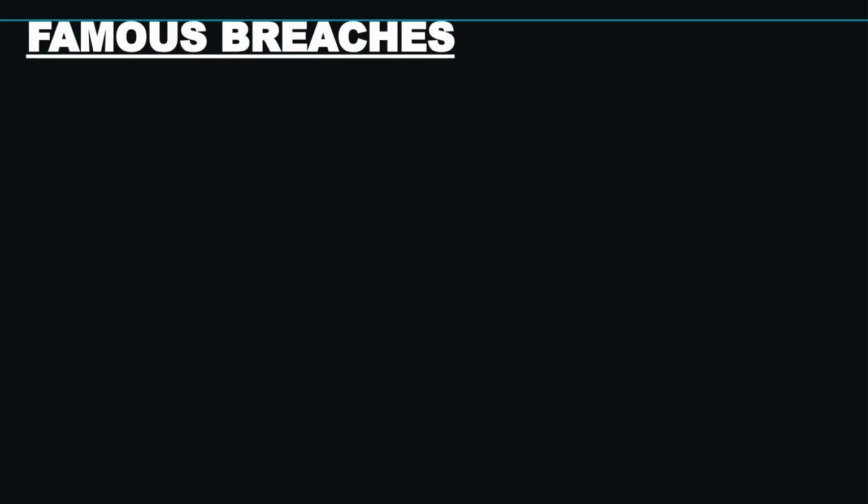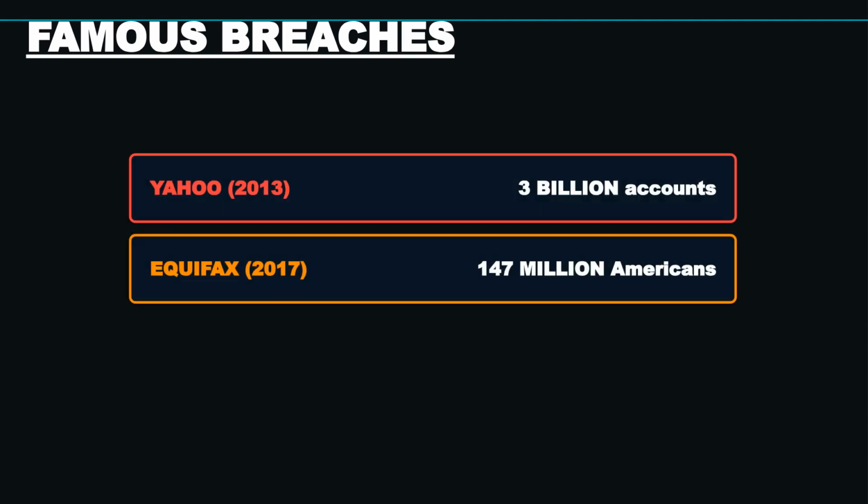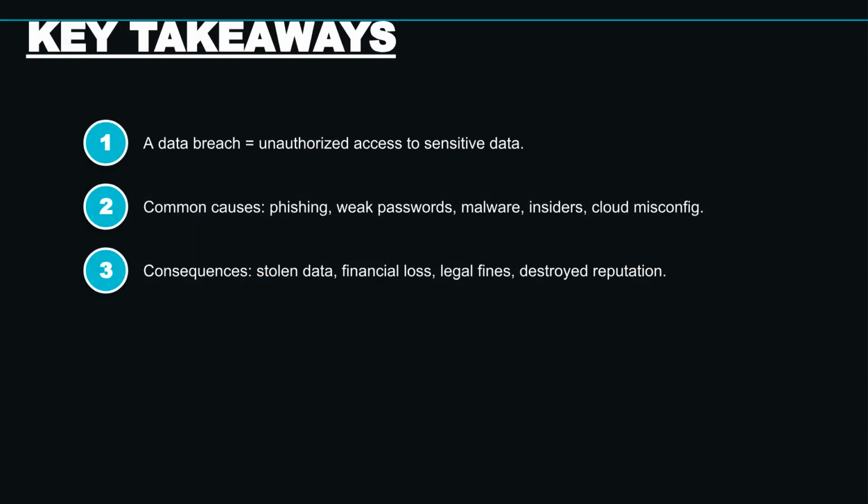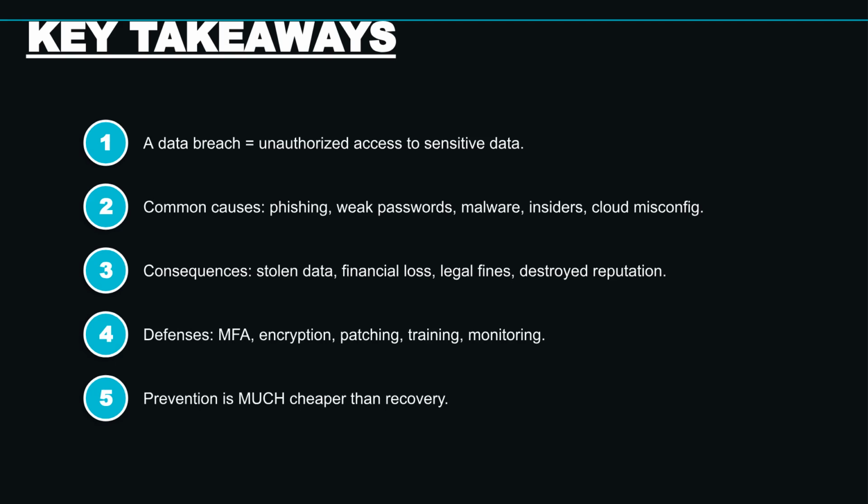Massive breaches happen every year, affecting millions of records at major companies like Yahoo, Equifax, and Facebook. No organization is immune. The key takeaways are that a breach is unauthorized data access, often caused by weak security, and the resulting damage is severe. The best defense involves MFA, encryption, patching, and continuous monitoring.